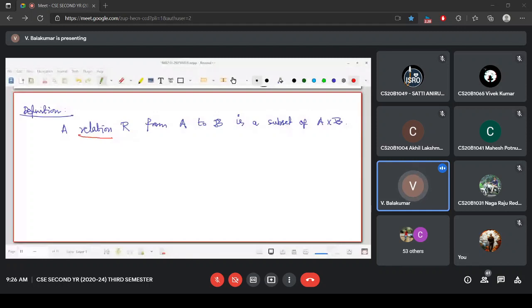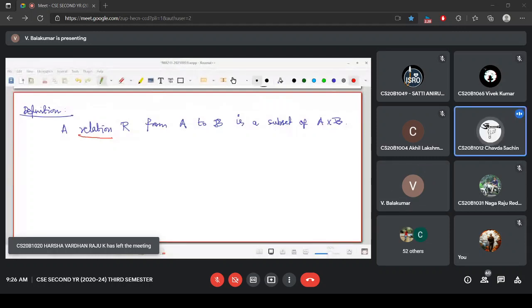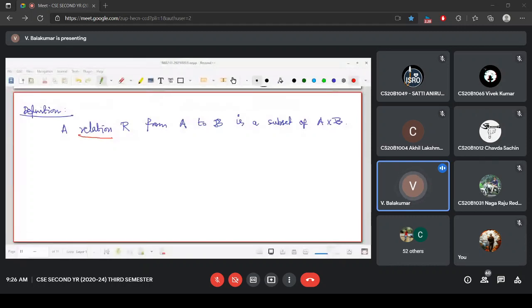Let me call a few names. Roll number 12. 14. Have you heard about relation, reflexive, symmetric, transitive? Yes, sir, I have heard about them. Yeah. Now we are formally defining it. Probably you started with the examples. So when you have two sets, you take a subset called a relation.